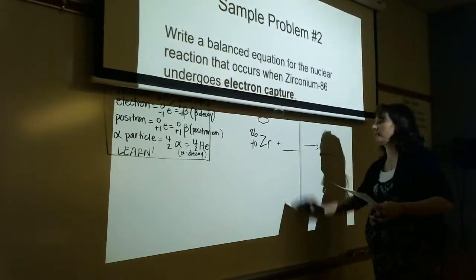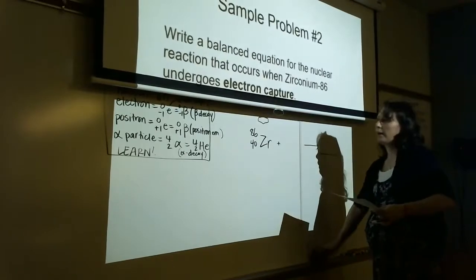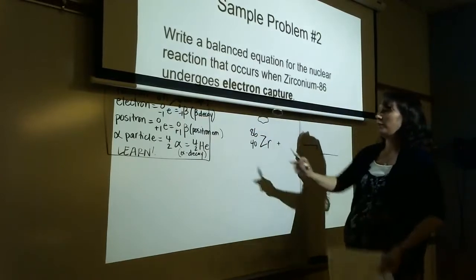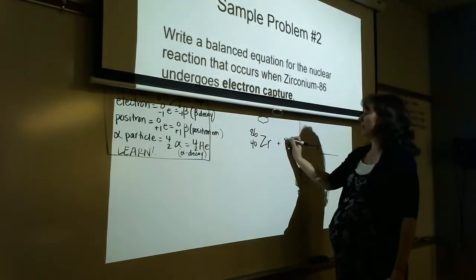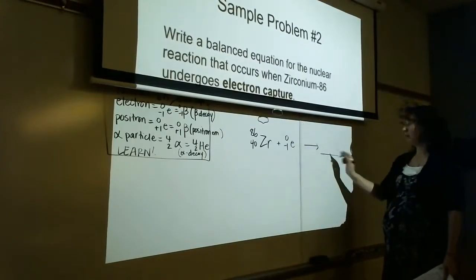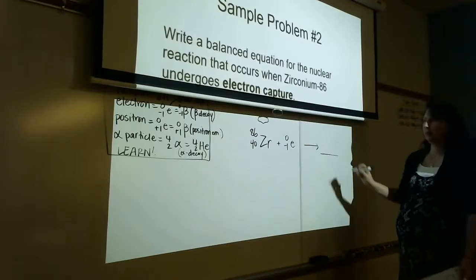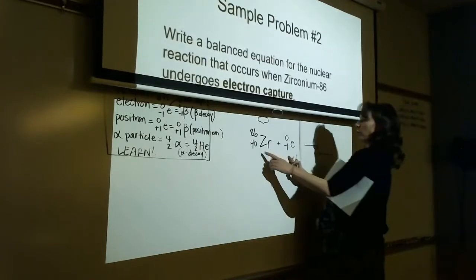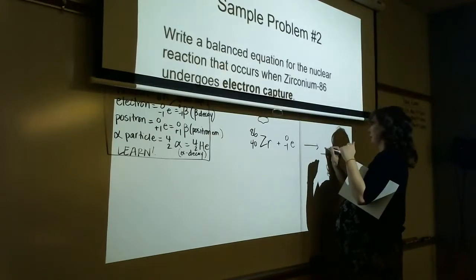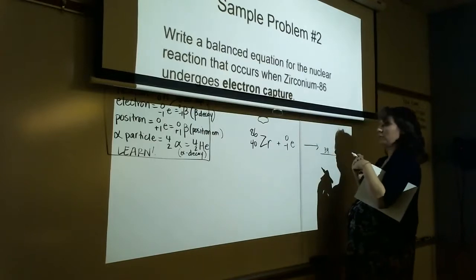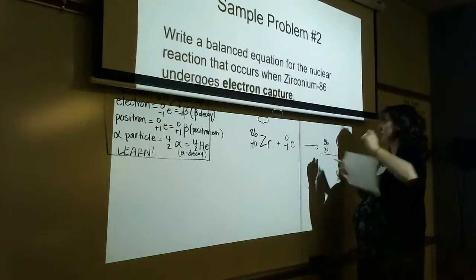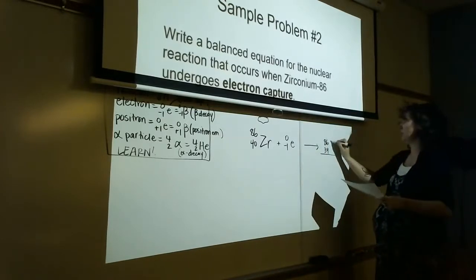Electron capture means that you've got an electron being captured, hence the name electron capture. Right, so that means zirconium plus 0, -1, e, and then we need to figure out the product. All right, so 40 plus -1, that gives me 39, right? So that means that the atomic number on this side needs to be 39. 86 plus 0 is 86. So now I just look up element number 39, which is yttrium.